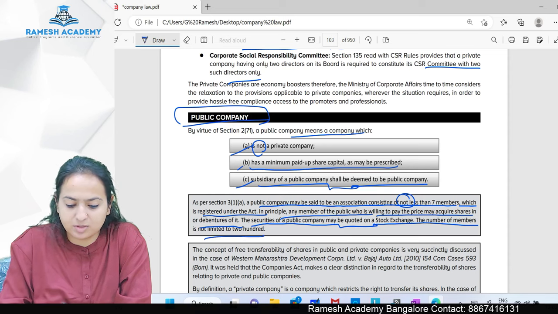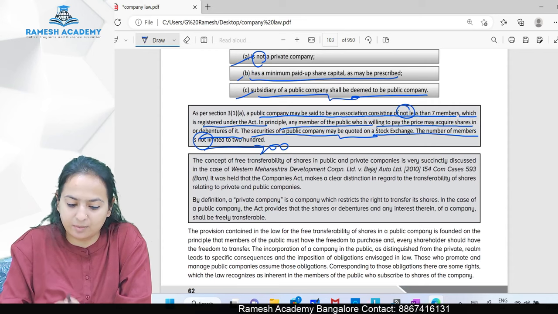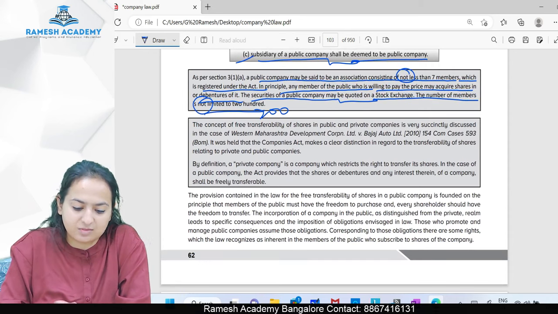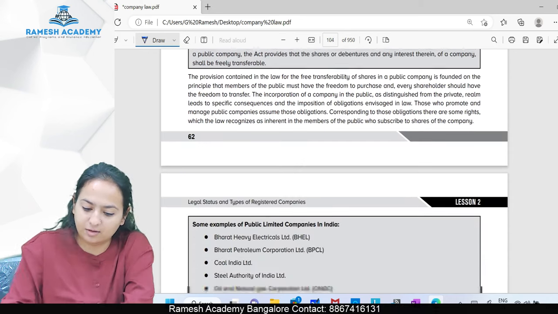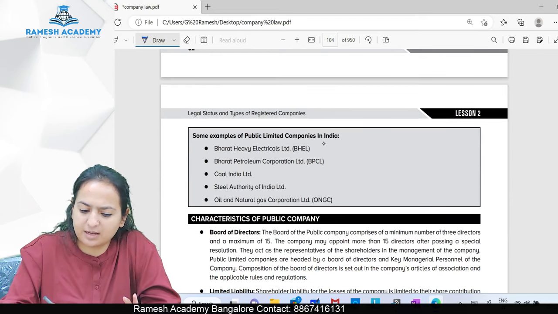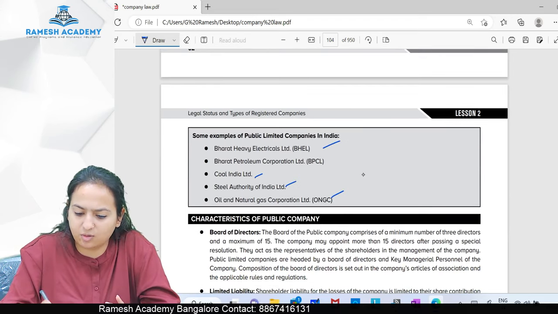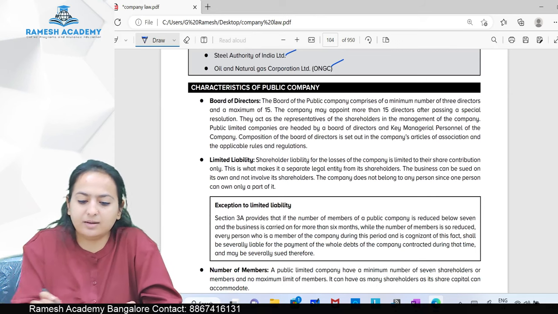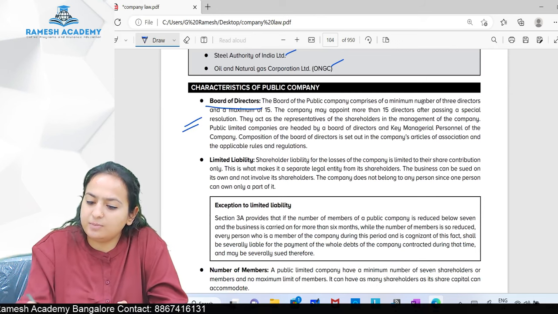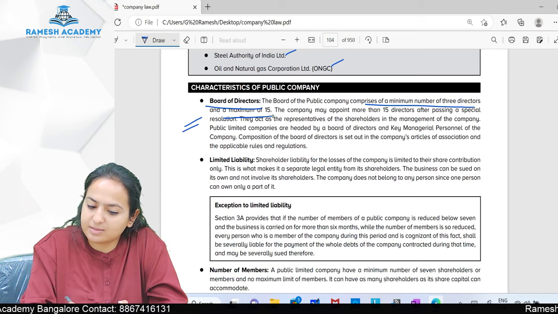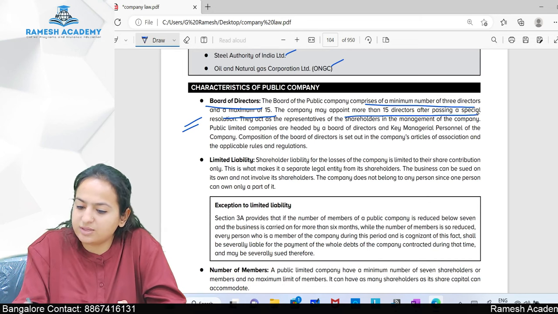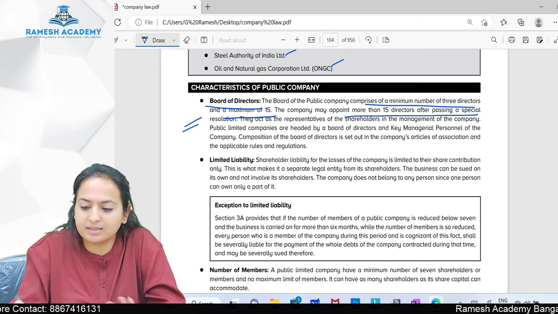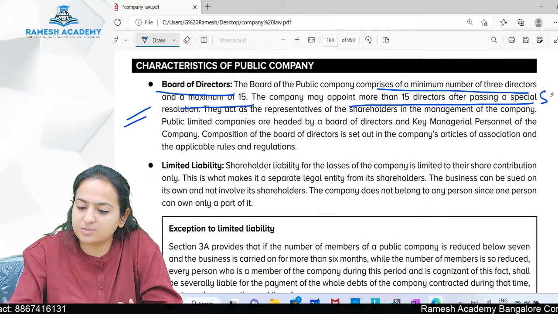The number of members is not limited to 200, right? Means you can have n number of members. And easy transferability of shares, the provision contained in law. Some examples of public companies are BHEL, Coal India, SAIL, ONGC, Bharat Petroleum. So what are the main characteristics of a public company? BOD: minimum of 3 directors and maximum can be 15. More than 15 you can have, but after passing a special resolution. And special resolution will come in the general meeting.